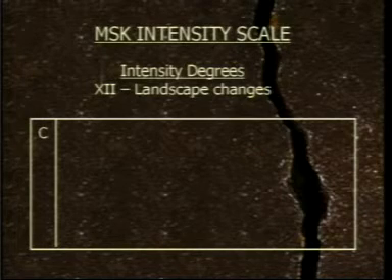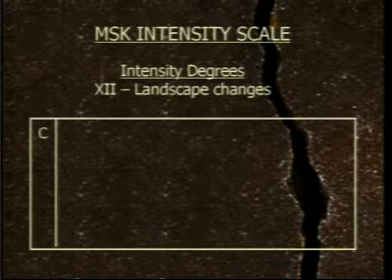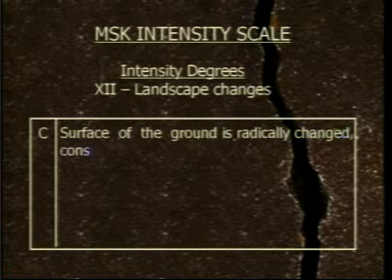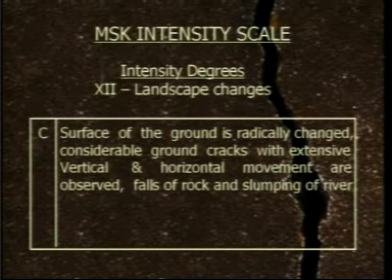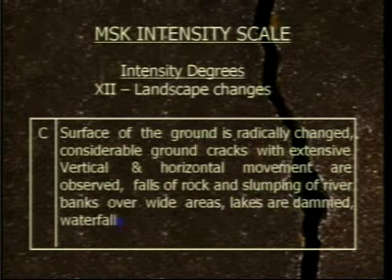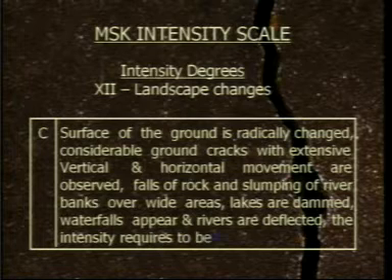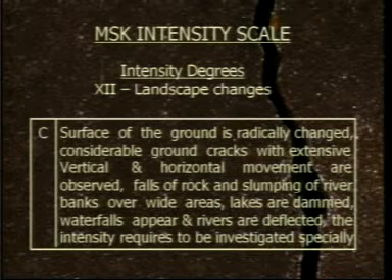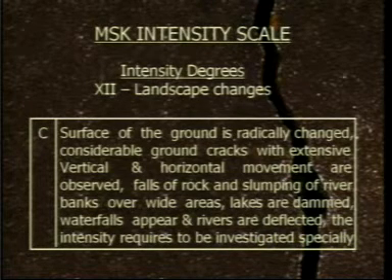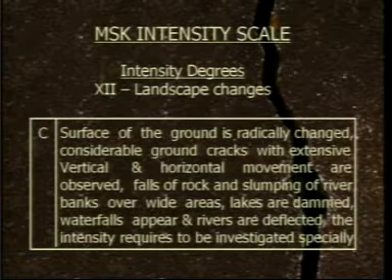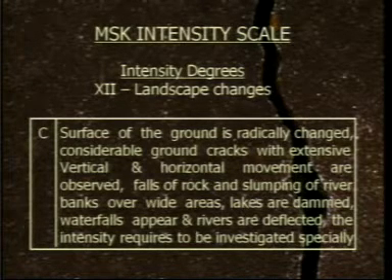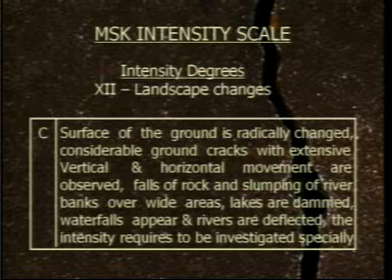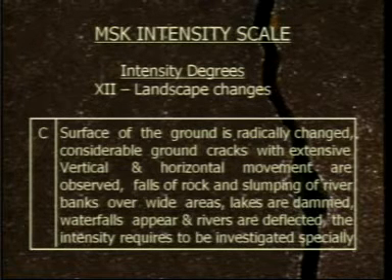The effect on nature in the area of intensity 12 means the surface of the ground is radically changed. Considerable ground cracks with extensive vertical and horizontal movements are observed. Falls of rock and slumping of river banks over wide areas. Lakes are dammed, waterfalls appear, and rivers are deflected. The intensity of earthquake requires to be investigated, especially for intensity 12.